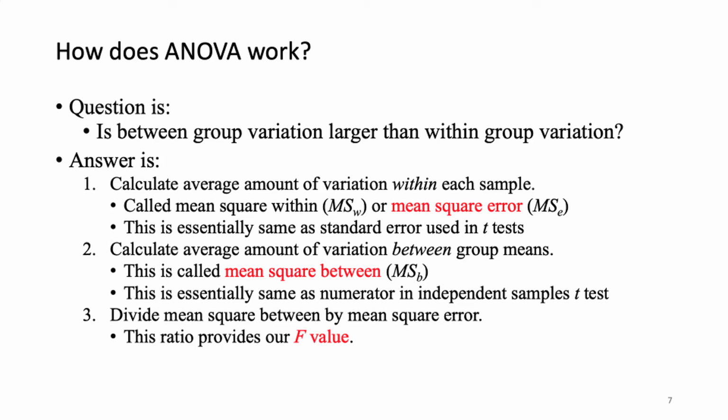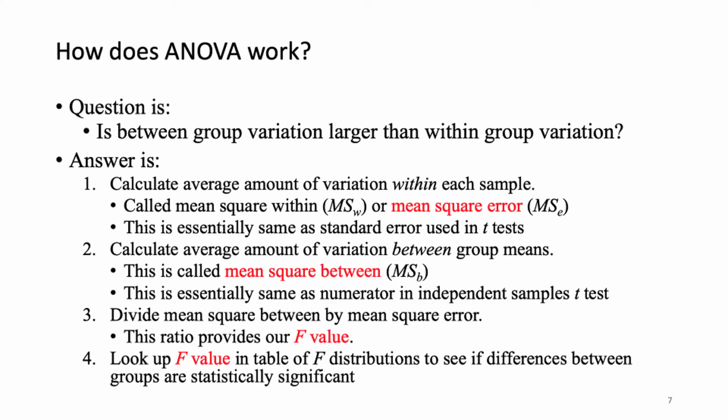This is our old formula of dividing the statistic of interest, that is the average distance between the group means, by its standard error. The standard error goes in the denominator in all sorts of statistical tests. The fourth step, when we have our F value, we can look up our family of F distributions to see if the differences between the groups are statistically significant. Again, we're trying to find out if the distance between the group means is larger than the average distance within the groups.